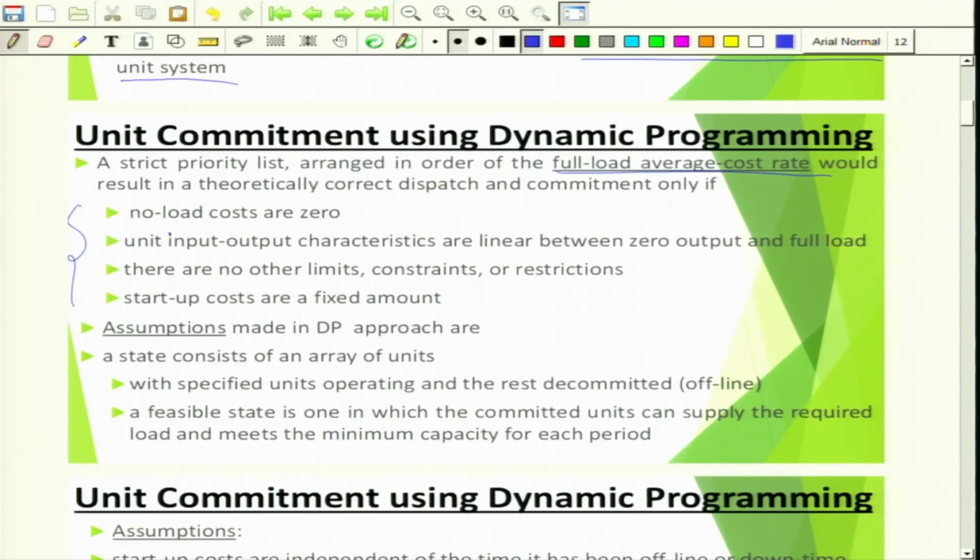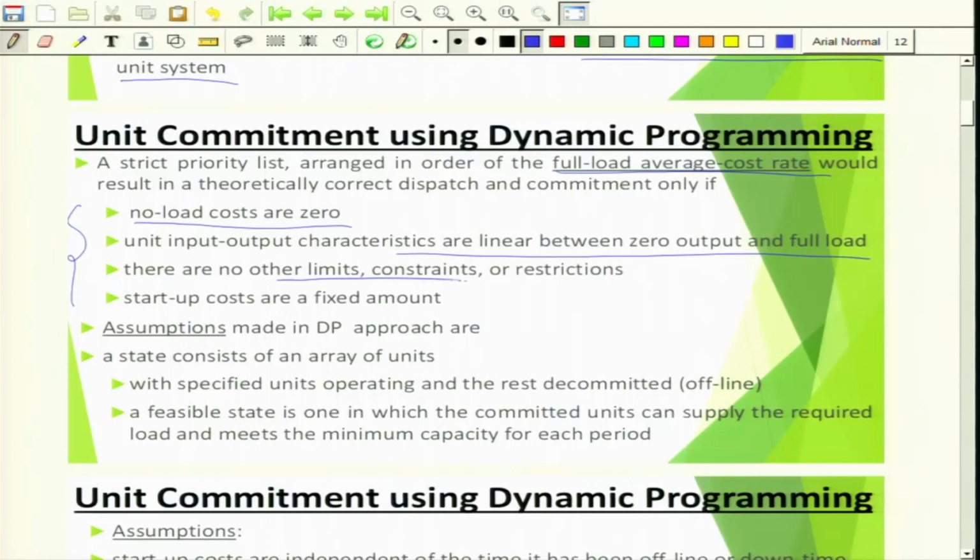So the first condition is that the no load costs are 0 and unit input output characteristics are linear between 0 output and full load. Between 0 output and full load, the characteristic curve is linear, and there are no other limits, constraints or restrictions imposed in the problem. Startup costs are a fixed amount. So these are the conditions that one needs to consider when going for a strict priority list.